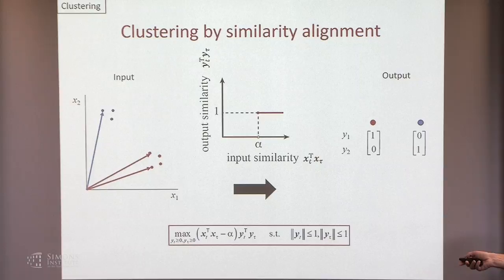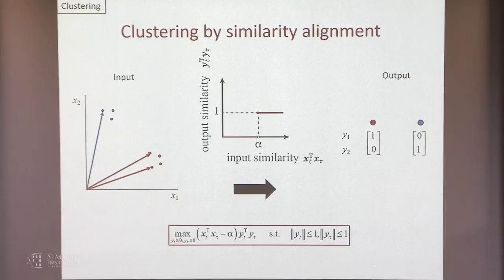If the similarity is greater than alpha, the parenthesis is positive, and that means to maximize this, we choose the maximum value of the inner product of y's, which is one, of course, because their norm is one. That means that the y's are aligned, that means they belong to the same cluster. Okay, so that's this part. If similarity is less than alpha, the parenthesis is negative. We want to choose the inner product of y's as low as possible because the components are non-negative. The best way to do it would be to set them orthogonal, that is, assigned to different clusters.